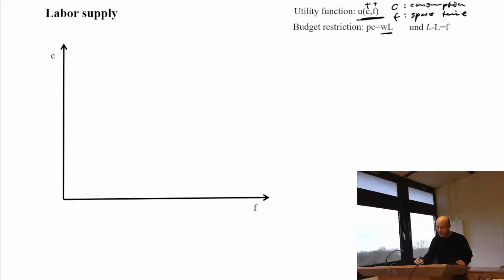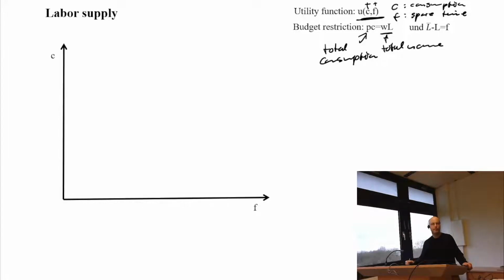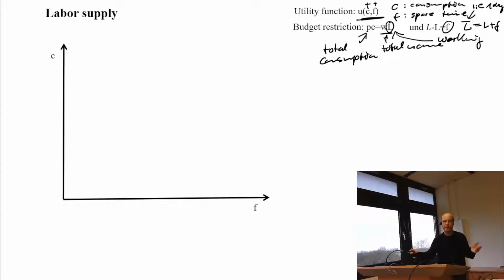Because we think that my total labor income, this total income, I spend for total consumption, P times C. Well, and then what is my general restriction? Well, I cannot work more than 1 day a day. And this connects now my working time, L, with my spare time or free time, F. Because, of course, L bar, for example 1 day, equals the time I work plus the time I go on holidays.